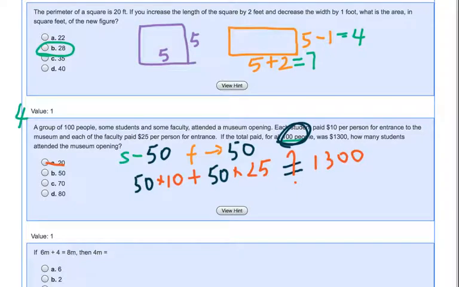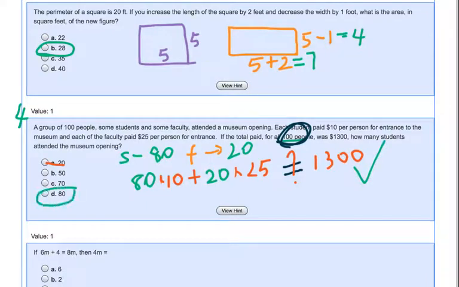Then we can try C, here it's 70 now. Now we have 70 and this one's 30. So 70 and then 30. Still not true. Then this time I will try D. That means 80 and 20. So 80 and then 20. Then you could say this is true. So your answer will be D.